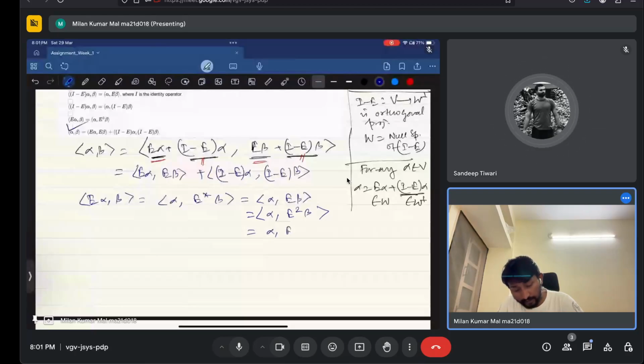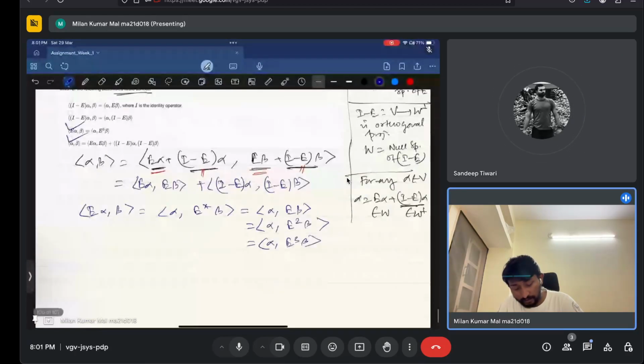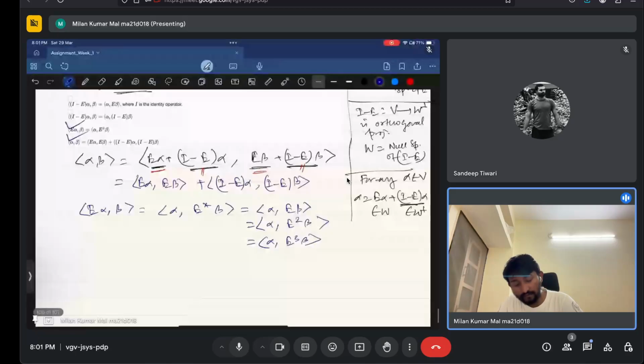Similarly, the third option is correct. The second option is correct. E to the power alpha beta. We know that I minus E is the orthogonal projection on the W part. So therefore, this will be alpha with I minus E.